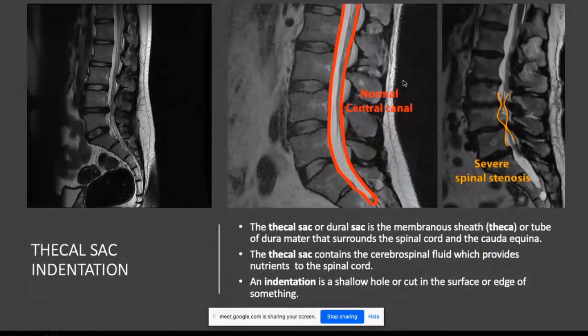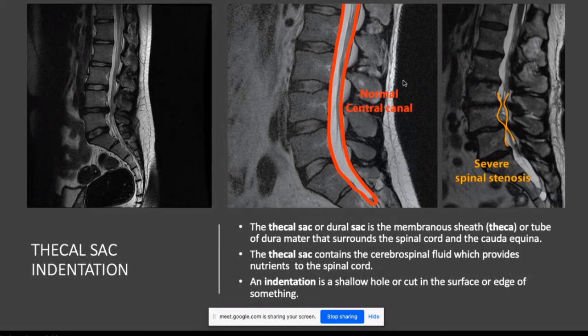Next point is thecal sac indentation. First, concentrate on the first middle picture, where there is a normal central canal. This central canal is the path where the spinal cord is passing, and on the left side in the picture you have the intervertebral discs along with the spine. See, the canal is not having any disturbance. It is uniform from above downwards, and hence we call it normal. You can compare this with the first and the third picture.